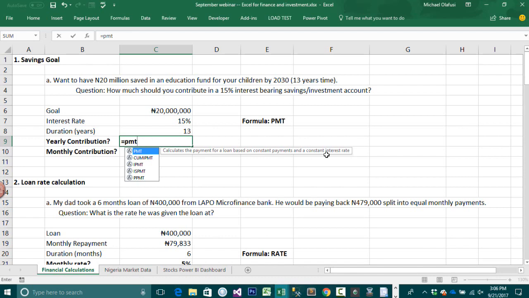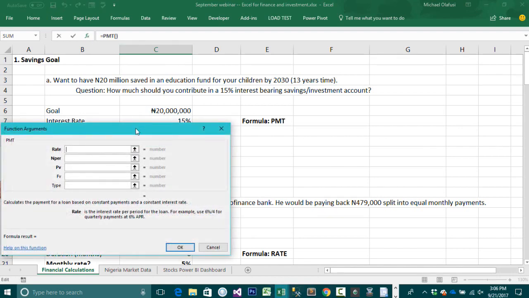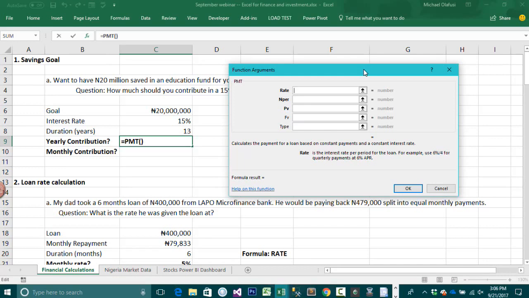PMT. And as you know, in Excel, you do equal to, type the formula name. And to make it easy for you to follow along, I'm going to use the interactive formula box. So I'm going to click on insert function, and then this will come up, right? So it makes it a lot easier to explain how the formula works.